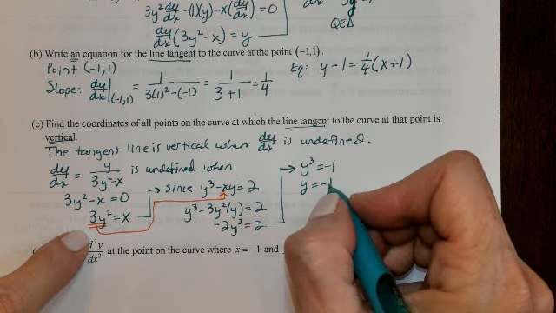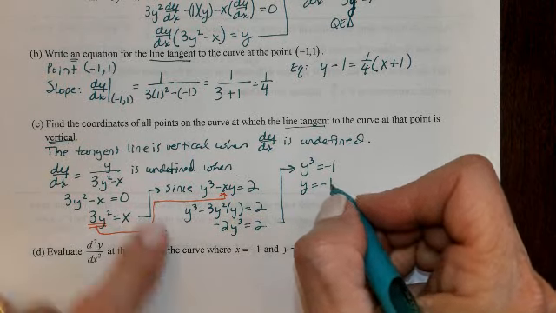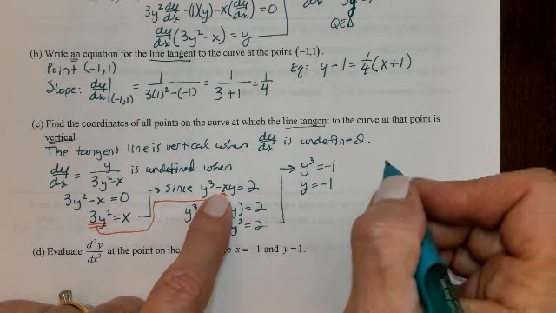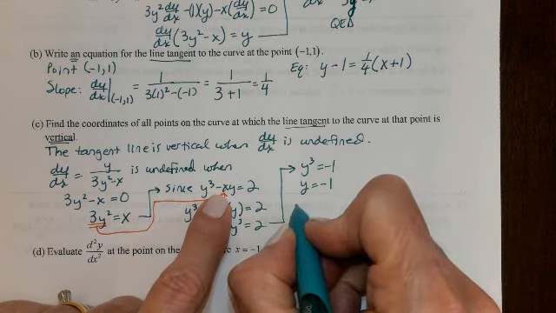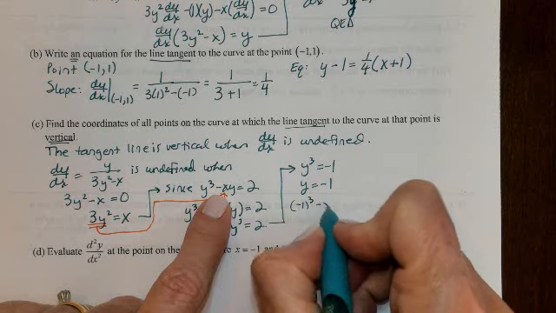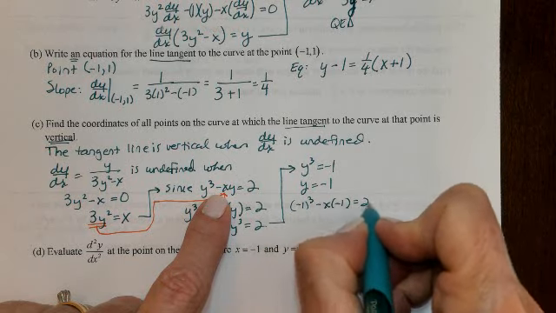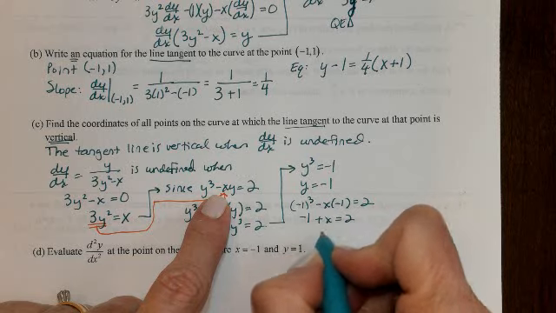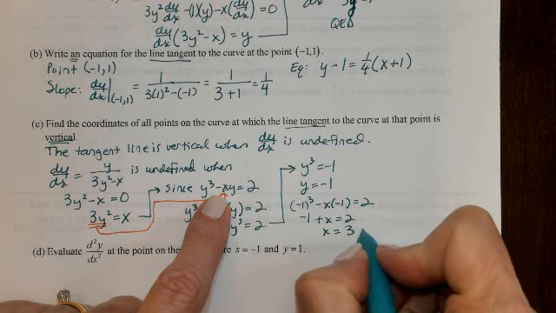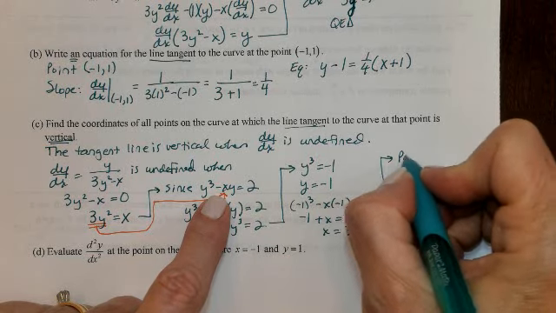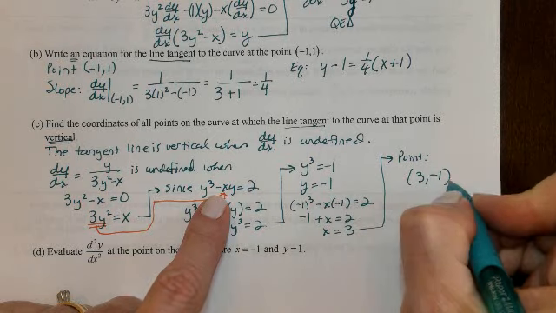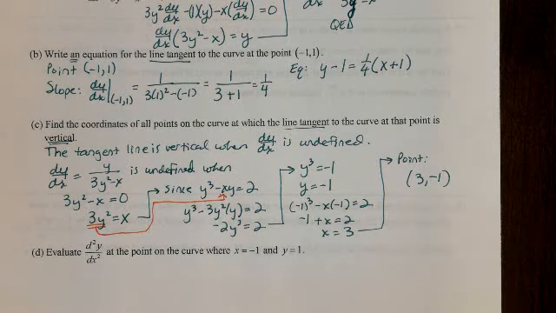And now I just need to find x there because we want the points. So I'm going back into this equation and I'm putting negative 1 in for y. So negative 1 cubed minus x times negative 1 is equal to 2. This is negative 1 plus x is equal to 2. x is equal to 3. So the point would be (3, -1). That's how I would do that problem.